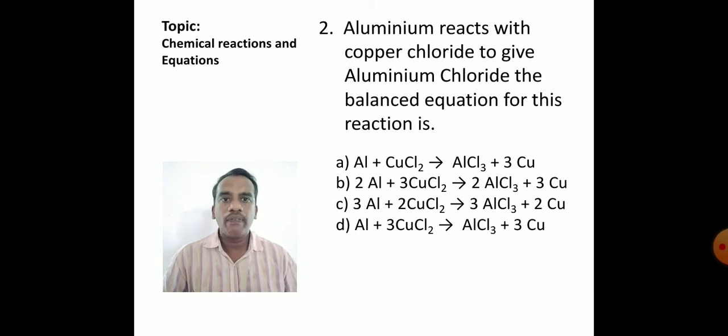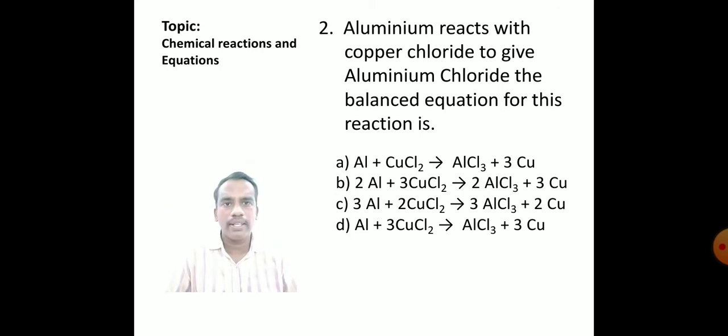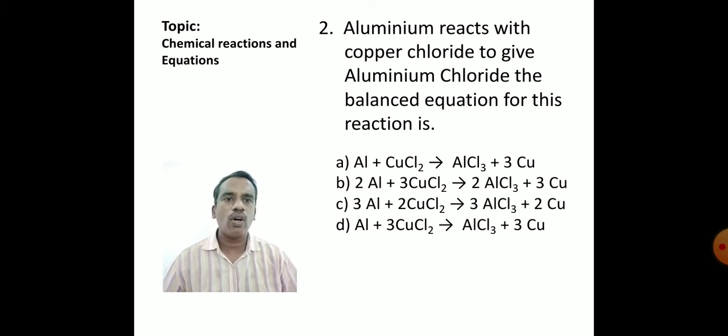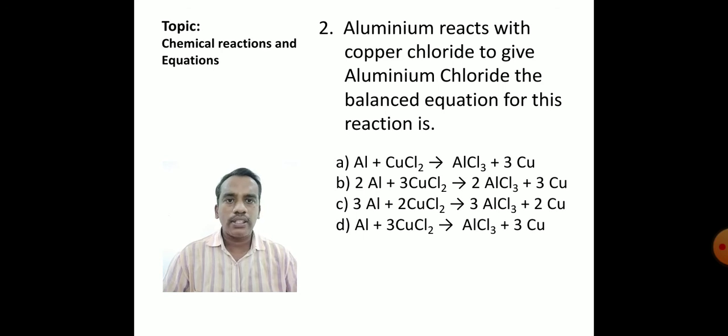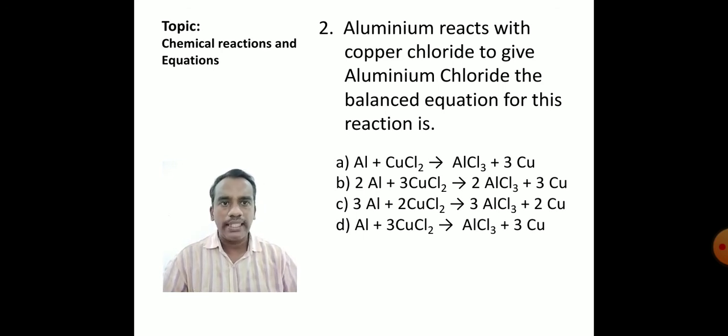The last option, option D: Al plus 3CuCl2 gives rise to what? What is the product we got here? AlCl3. How many AlCl3 did we get? Only 1 mole of AlCl3. What does this indicate for us? This is indicating that chlorines on the reactant side we had 6, but on the product side there are only 3. By this, what can we conclude? We could conclude that it is also not a balanced equation.